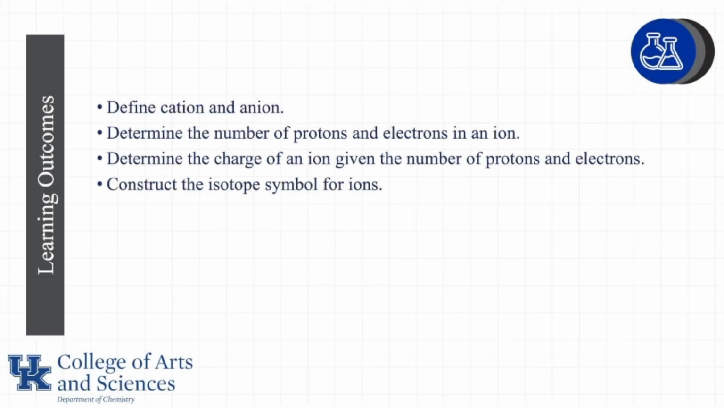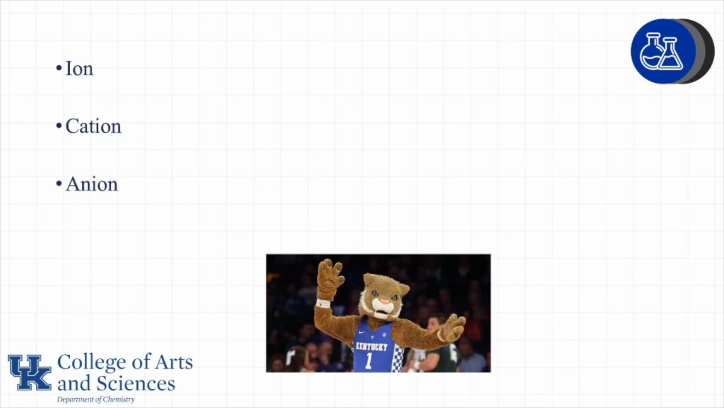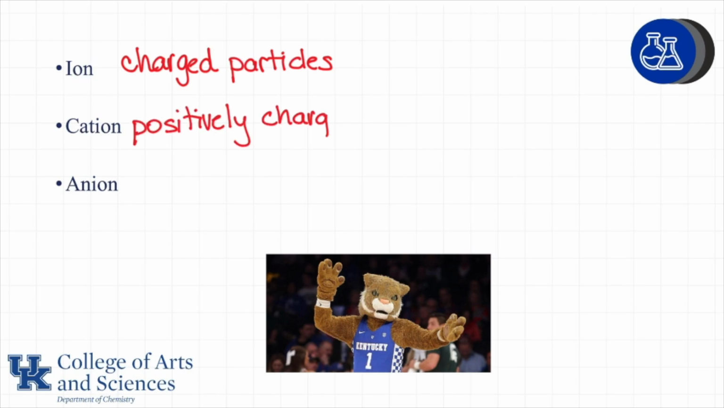In this lesson, we're going to discuss cations and anions. First, let's look at some definitions of some terms. When we have an ion, then we have a charged particle. A cation is a positively charged particle.